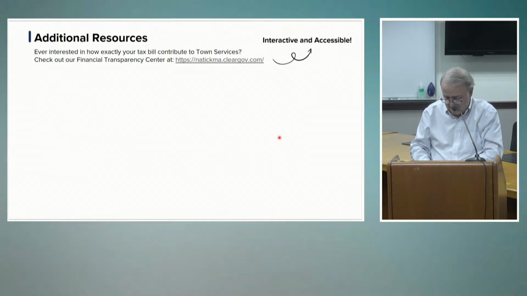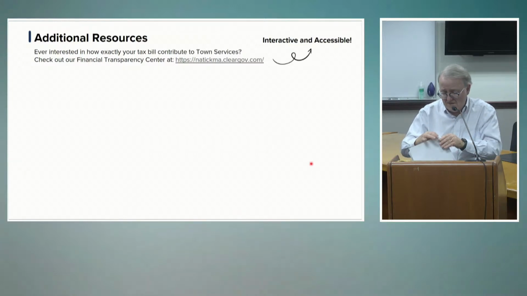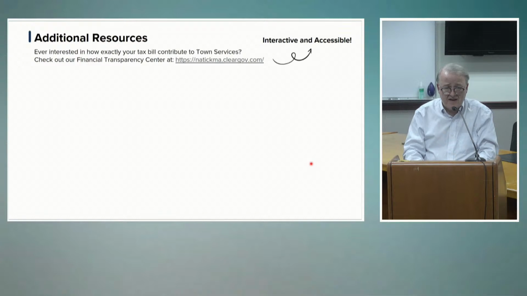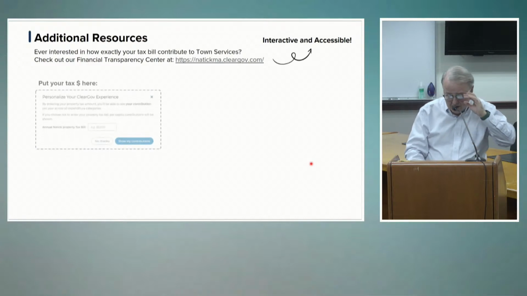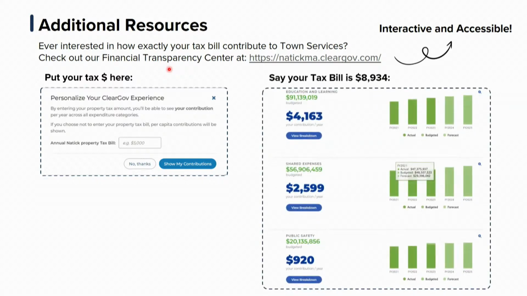We do have particular resources if you'd like to get a little more involved in finding out how your tax dollars fit into the budget. Using, once again, the software ClearGov, they have a transparency website set up for the town, and you can go on there and plug in your tax dollars, and it will provide you with a breakdown of how it's allocated in the budget.